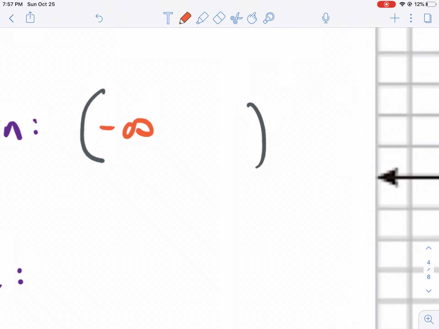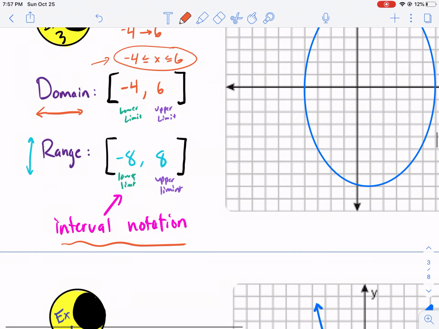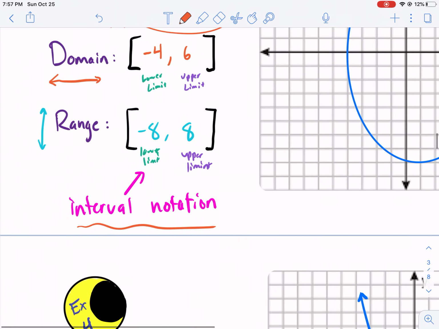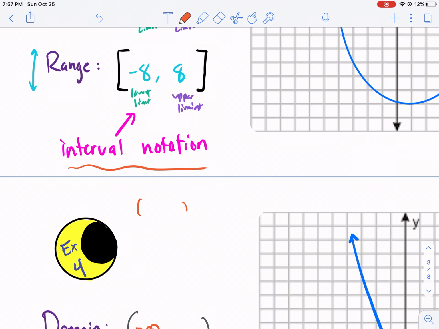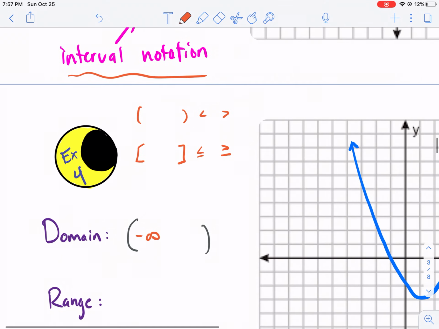Okay, it can never be equal to negative infinity. That's why I include the parenthesis and not the bracket. Please see chapter 1. Parentheses essentially mean less than or greater than. Brackets mean it can be equal to it or greater than or equal to it. And since you can't be equal to infinity, you have to use the parenthesis.